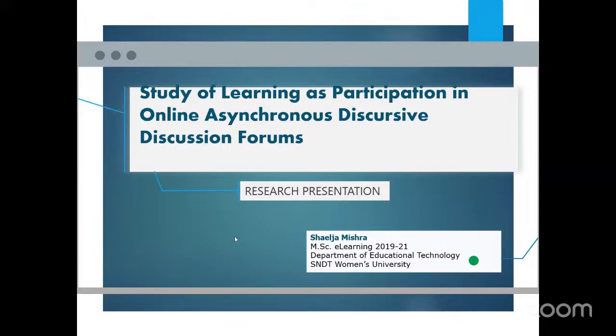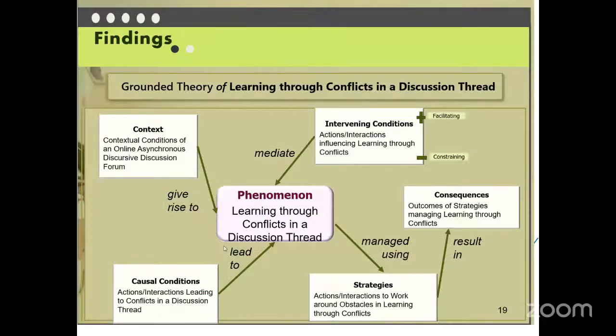Okay, now this is research done by one of the students of our department. I was guiding her. Shailaja was looking at how learning happens as participation in an online synchronous discussion forum. She has even given a type of discussion forum, discursive. So let us see her image, or her way of putting it forth.